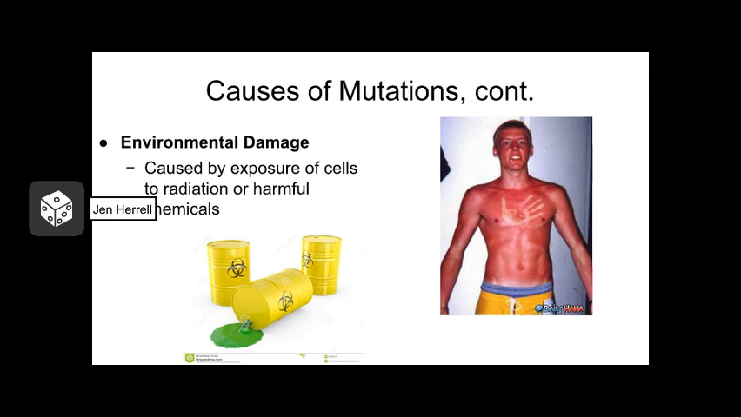Another potential cause for mutations is environmental damage. Typically, this is exposure of cells to things like UV light, as in this poor gentleman, or really nasty chemicals, things we call mutagenic chemicals. Exposure to these things can directly disrupt the DNA, or it can affect the machinery that works with the DNA so that they make more mistakes.